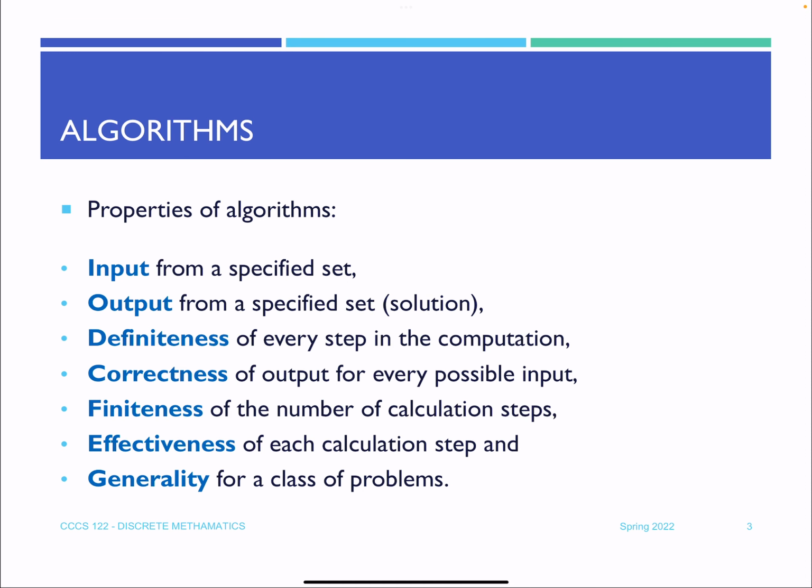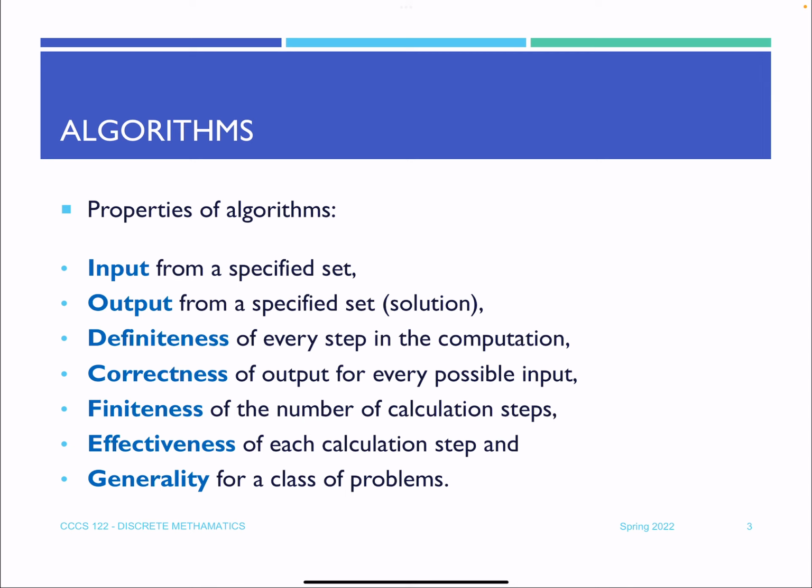Now, an algorithm must have a number of properties. First one is that the input to the algorithm has to be from a specified set. It also needs to have an output that also comes from an equally clearly specified set. So the solution comes from this possible set of outputs. An algorithm is definite, so there's no ambiguity in any of the steps of the algorithm. For every possible input, it must give you correct output. It cannot work only sometimes, or 50%, or 90% of the times even.